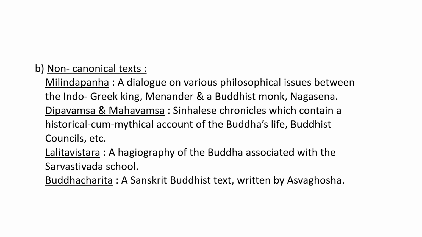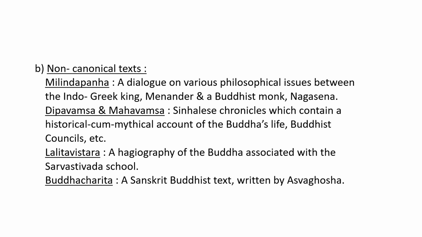Then, among the non-canonical texts, we have the Sinhalese chronicles, which are called Deepavamsa and Mahavamsa, which contain a historical cum mythical account of the Buddha's life, Buddhist councils, the Mauryan Emperor Ashoka, the kings of Sri Lanka, etc. The third non-canonical text is called Lalit Vistar, which is a hagiography of the Buddha associated with the Sarvastivada school. And finally, we have the Buddha Charit, which is a Sanskrit Buddhist text written by Ashwaghosh. So this was about Buddhist literature.